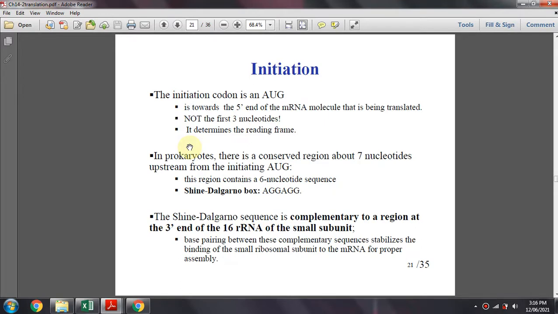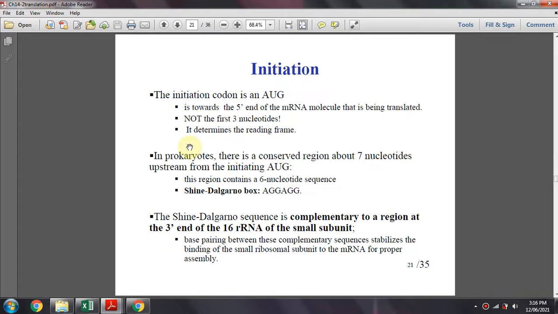Now in initiation stage, translation always initiates by AUG codon. Wherever the AUG codon is present, that is known as start codon, and translation starts from that codon. So initiation codon is AUG. It is towards the 5' end of mRNA that is being translated. It is not the first 3 nucleotides present on mRNA. Remember, it is codon present towards the 5' end. It is not the first codon present on mRNA.